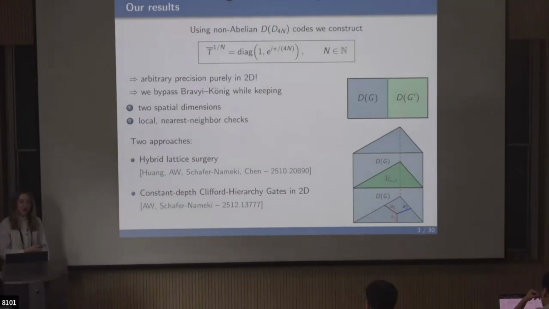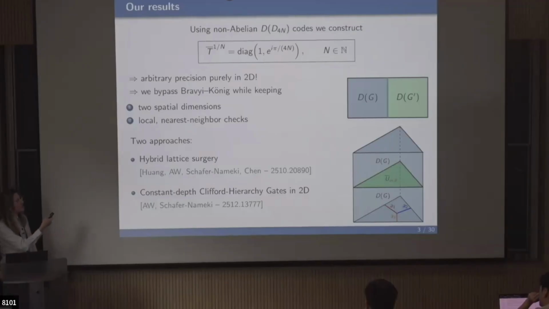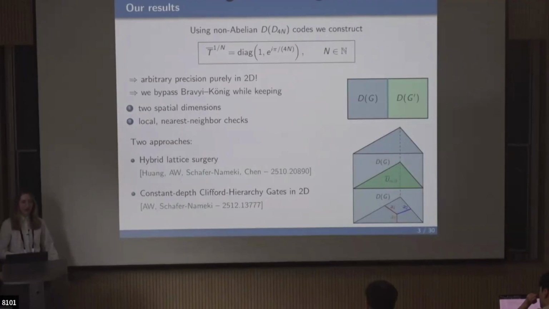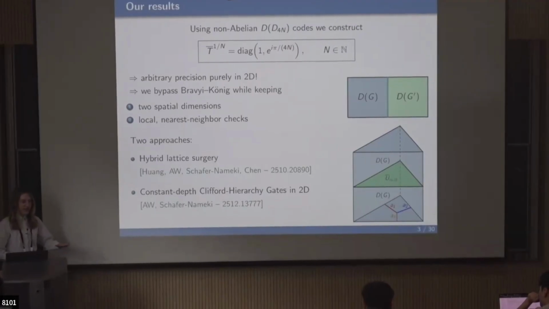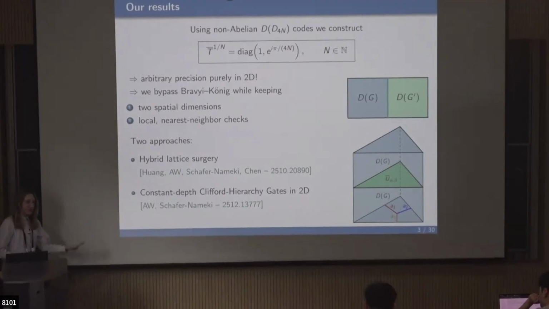An answer is to use non-abelian codes. So if we use 2-dimensional topological codes based not on Z2 but on non-abelian groups, for example these dihedral groups, which are the groups of symmetries of a regular 4-gon, then we can get arbitrary precision logical gates purely in 2D. So we can completely collapse the Bravyi-König spatial bound, because we can obtain them still remaining strictly in 2 spatial dimensions and with local nearest neighbor checks.